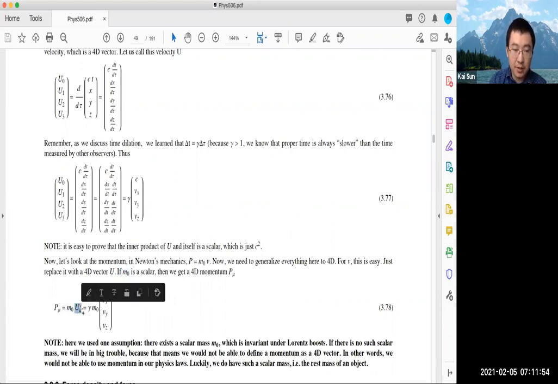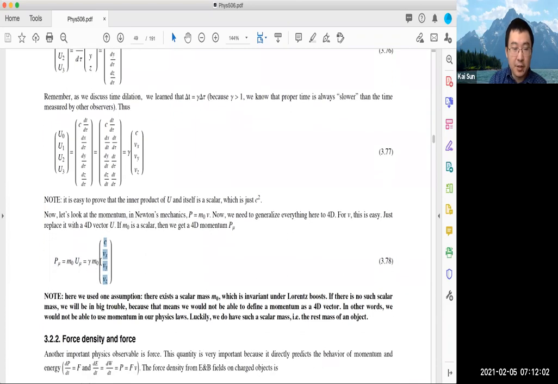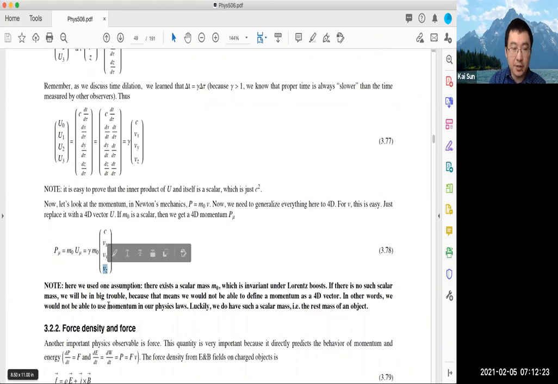That scalar times the 4D velocity gives me a 4D vector. This 4D vector is a 4D momentum vector. It's just the same gamma factor we defined earlier, the Lorentz boost, times the mass. Sorry, this m0 is the rest mass of my object, and the 4 components are the speed of light, velocity along x, velocity along y, velocity along z. So that's the 4D momentum. Now we know how to define momentum and velocity in the 4D structure.